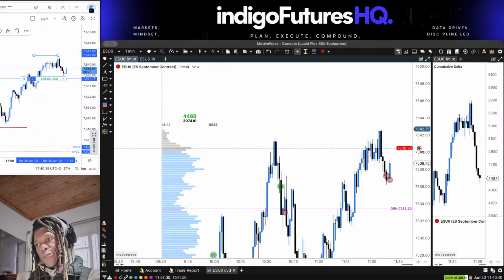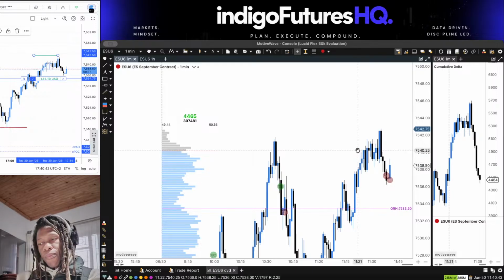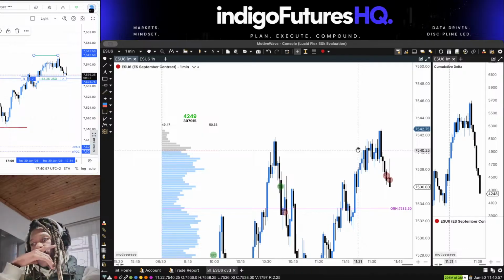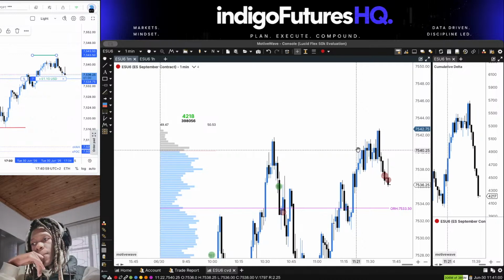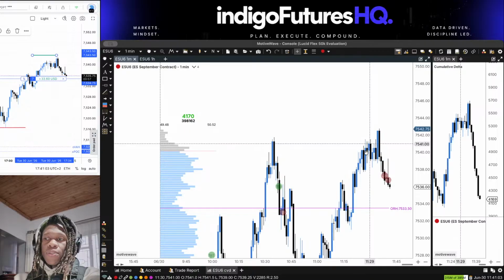So we need another break of 542.5. If we get a retest of 542.5 and we stay within value, then see what I'm saying? Didn't want this candle to close in this way.